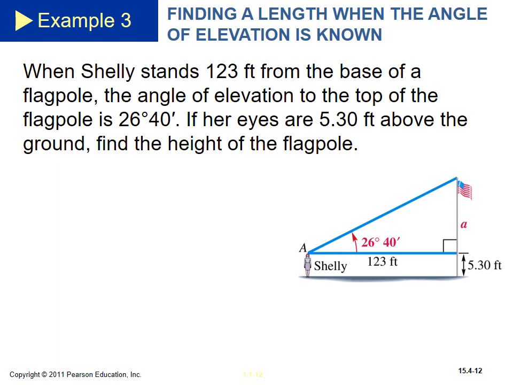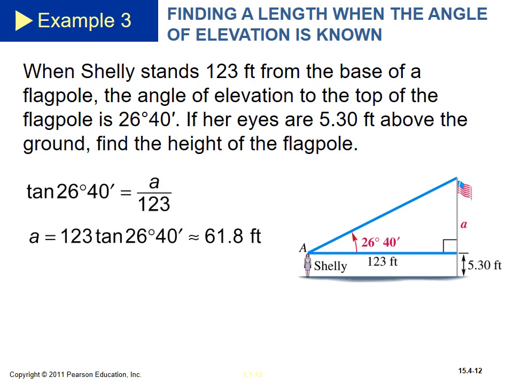Okay, so Shelley stands 123 feet from the base of a flagpole. The angle of elevation to the top of the flagpole is 26 degrees 40 minutes. If her eyes are 5.3 feet above the ground, find the height of the flagpole. So you're going to use that information to solve for the height of the flagpole.